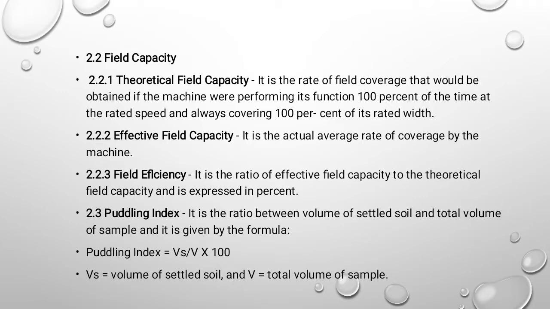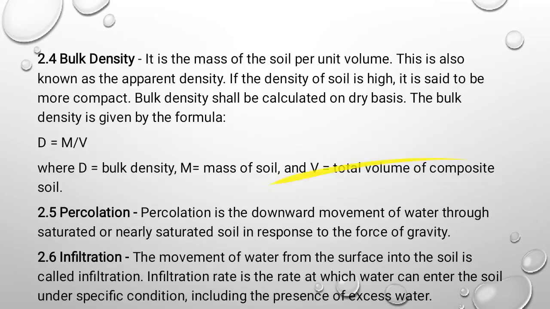And puddling index, again, is an important terminology. It is the ratio between the volume of settled soil and the total volume of the sample, and it is given by the formula: puddling index is equal to Vs by V into 100, where Vs is the volume of settled soil and V is the total volume of the sample.